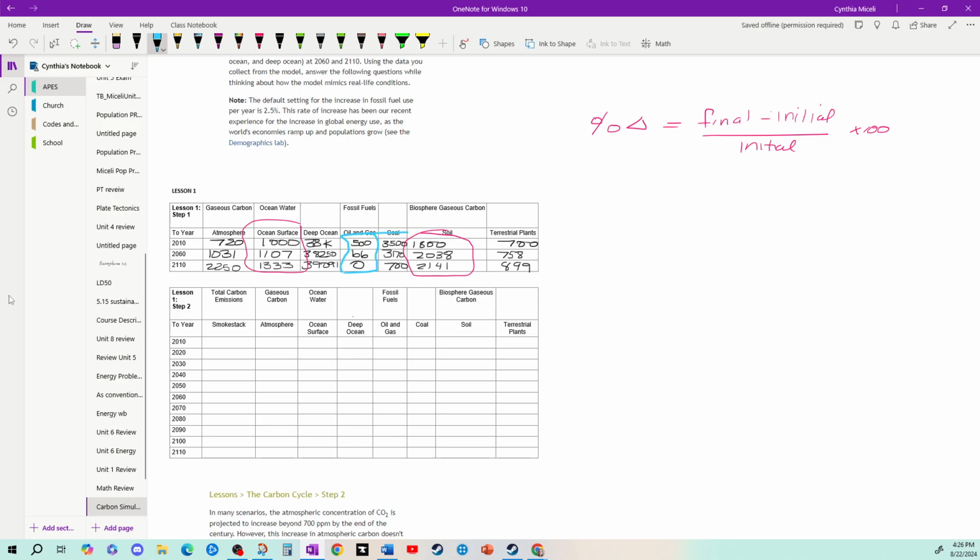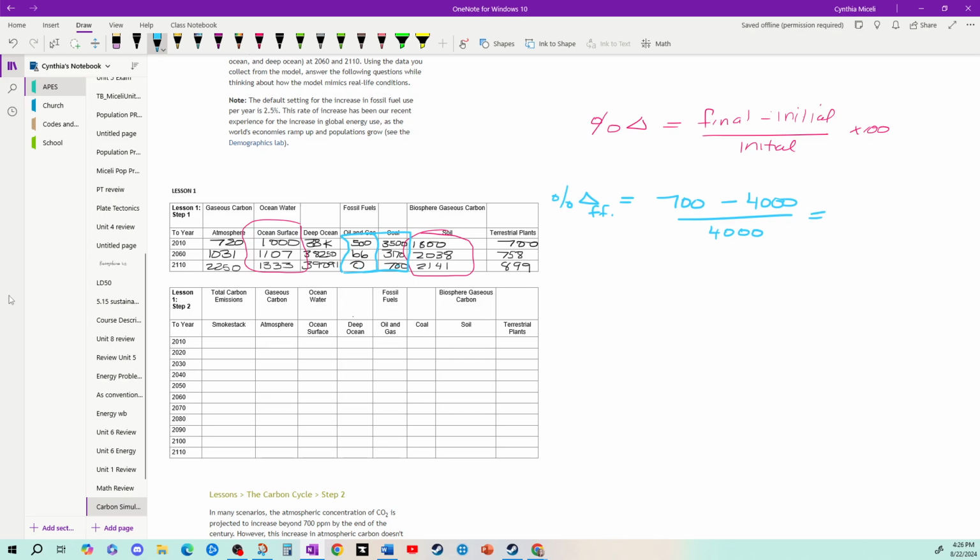Oh wait, fossil fuels, we need both of them. Trick. So let's do that one first. So percent change for fossil fuels, I like to label what I'm doing, is going to be equal to the final value, which is down here, 700 plus 0, so 700, subtracted from the starting value, which are both of these, so 500 plus 3,500 is 4,000, divided by the initial value, which is 4,000.